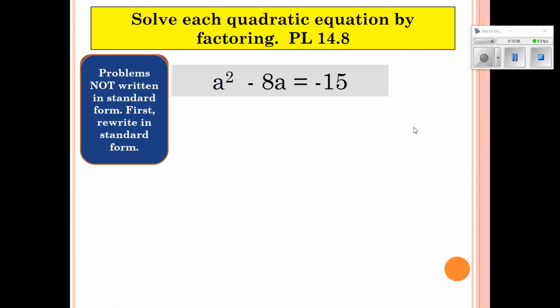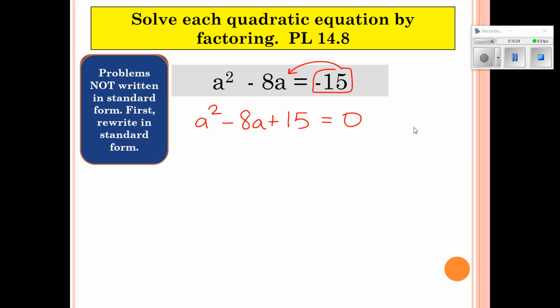Okay, here's our next example. Again, it's not written in standard form, so we want to do that first. So I'm going to keep the a squared on this side, the negative 8 on this side, but I'm going to move the negative 15 to the left side. It's going to become a positive 15, and we're going to set that equal to 0.